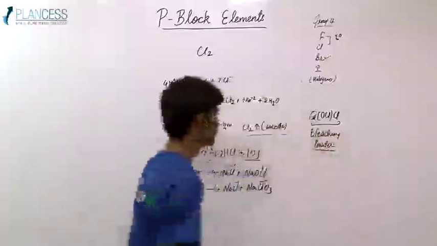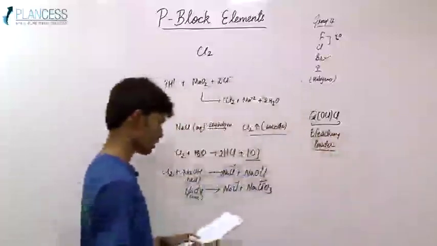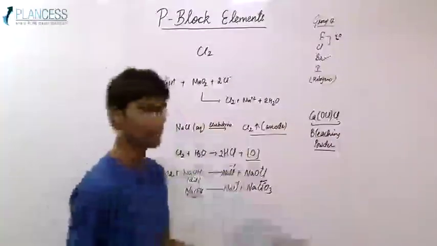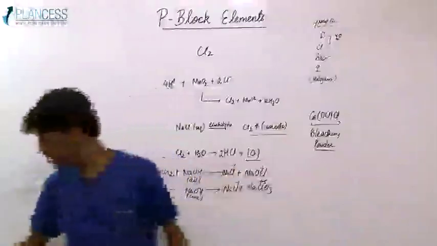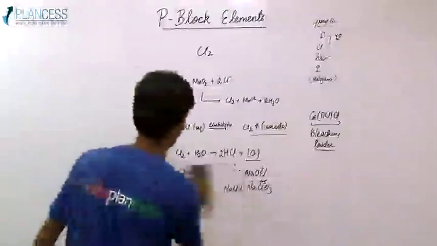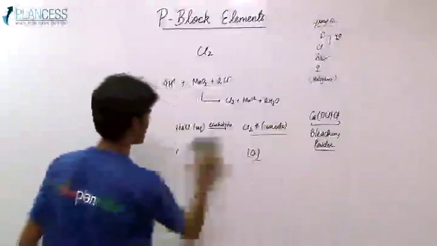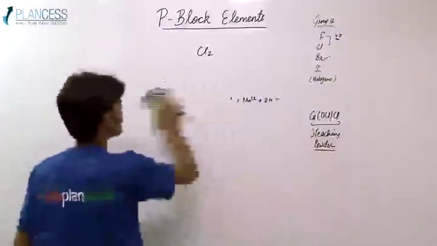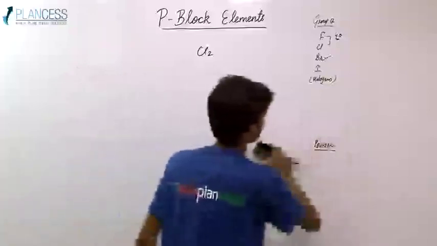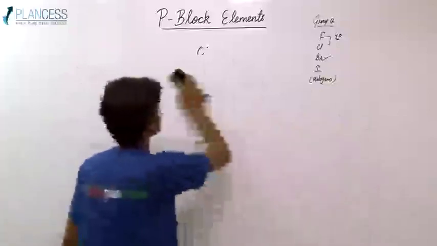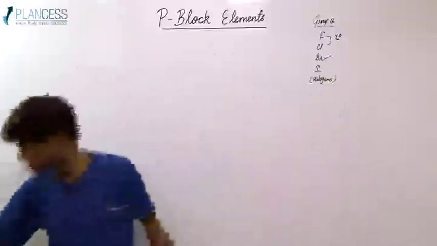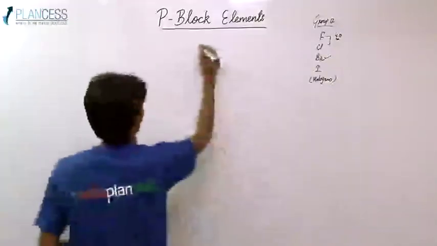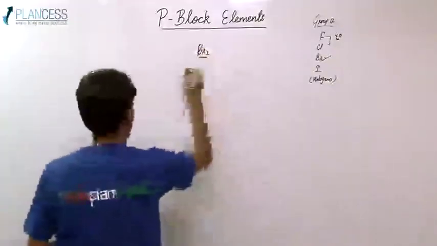So these are the few reactions of chlorine. Now moving on to bromine. Bromine is not a colorless gas; it has a color. Bromine is found in liquid form. So let's talk about Br2, that is bromine.